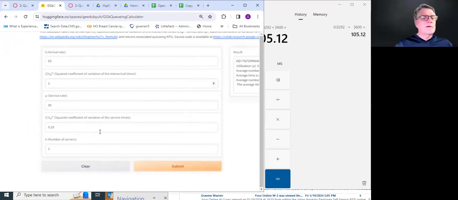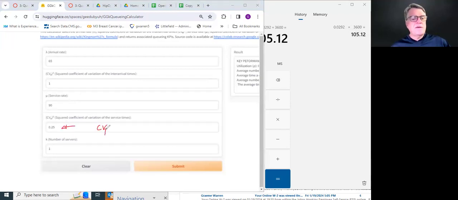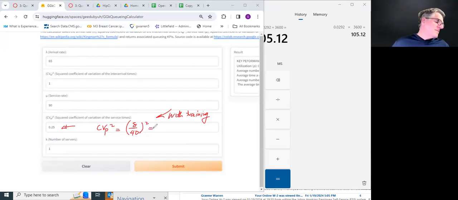So the deviation is going to be impacting us here. CV sub p squared with the training. So it goes down to 8, right? 8 instead of 20, 60% reduction. Divided by 40, all squared. And I have written down here, so that's 0.2, and then that becomes 0.04. I think that's the only change we need.